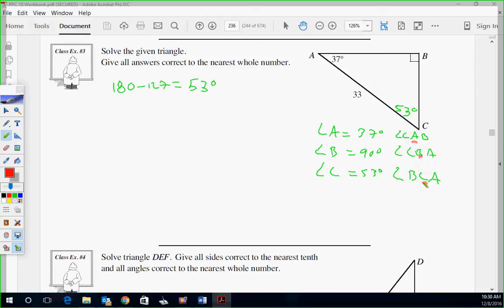Okay, so now we have to use trig to find the two missing sides. We have the hypotenuse, so which ratios are we going to have to use for both of them? Sine and cosine, because SOH and CAH are the only ones that have the hypotenuse in them. So we're going to use sine. It doesn't matter which angle, I'll do the 37 here. So for BC, sine of 37 equals BC over 33. So you're going to multiply 33 times sine of 37 to get BC.